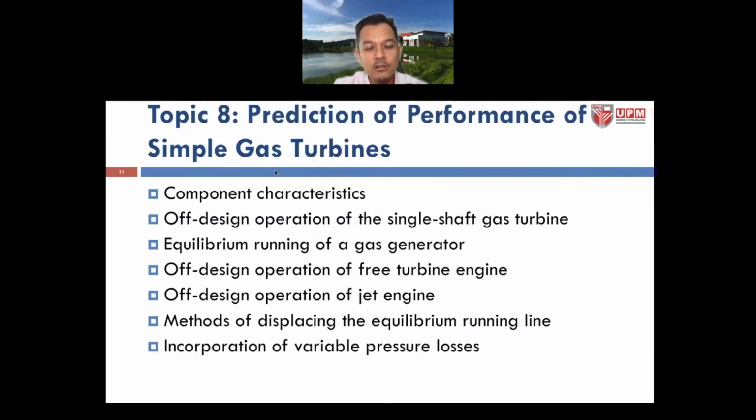We will look into equilibrium running of the gas generator, the operation of a free turbine engine, operation of a jet engine, and we will also look into the methods of displacing the equilibrium running line, and finally incorporation of variable pressure losses. Looking at the performance of previous batches, we hardly touched topic number 8 because of the time constraint, but hopefully this semester, with the availability of the software, we can now run the simulation, a prediction of performance of a simple gas turbine.